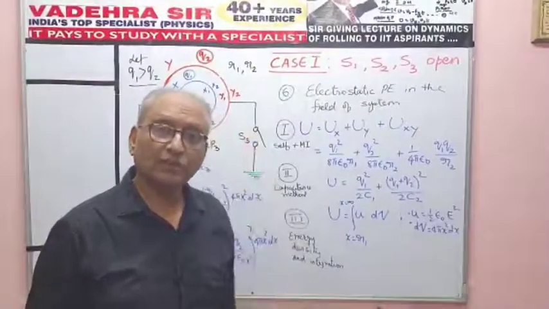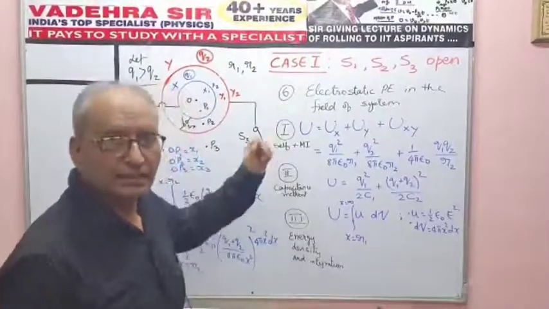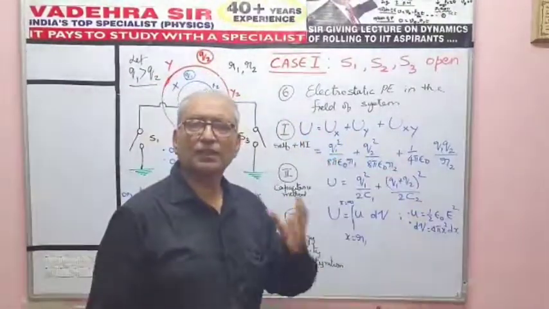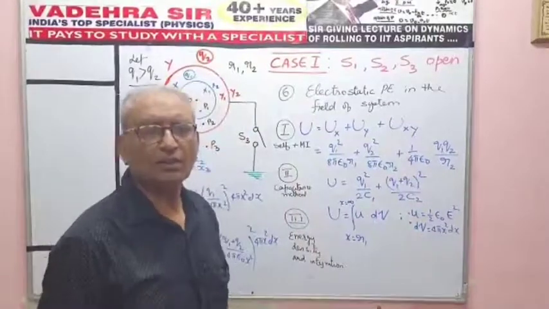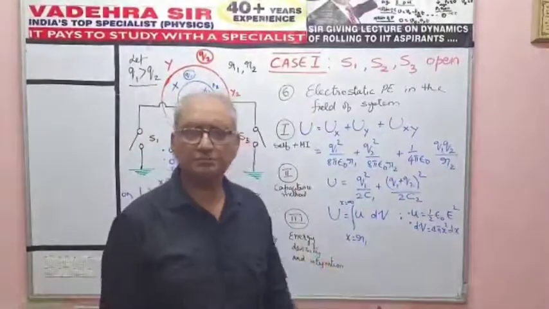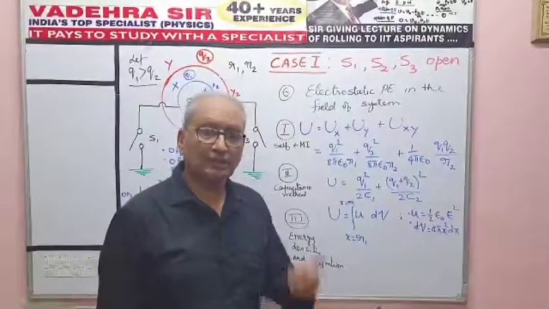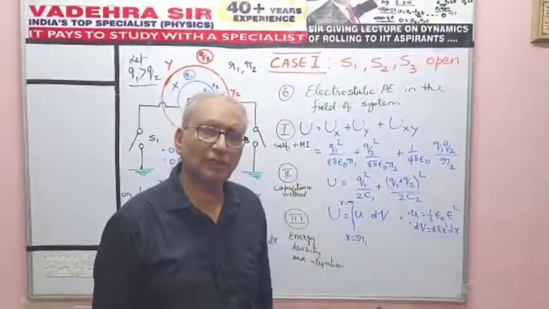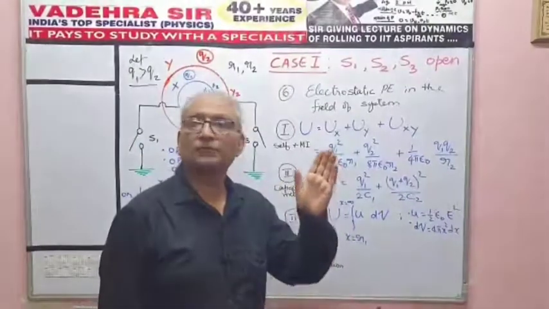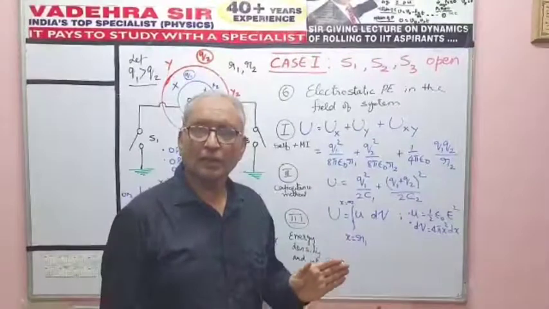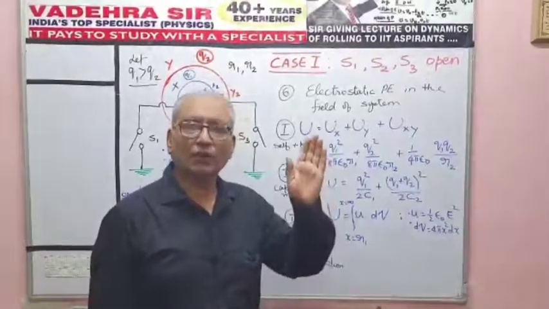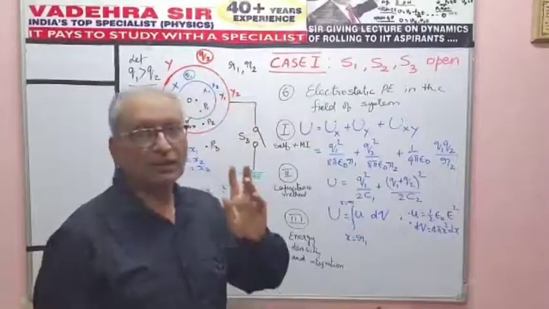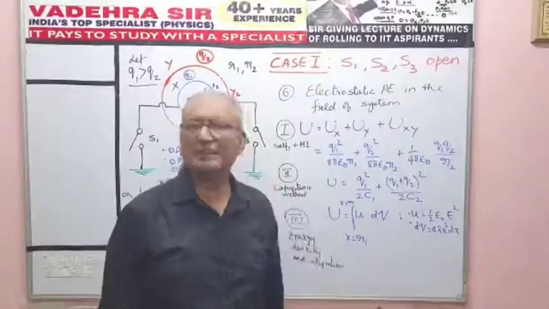Now the sixth thing that we are taking in this case 1 is finding out the electrostatic potential energy associated with the system. Mind you, the electrostatic potential energy is stored up within the electric field associated with the system. The electric field is from x1, from x2 to y1, and then y2 to infinity. So I can find the energy by three methods.